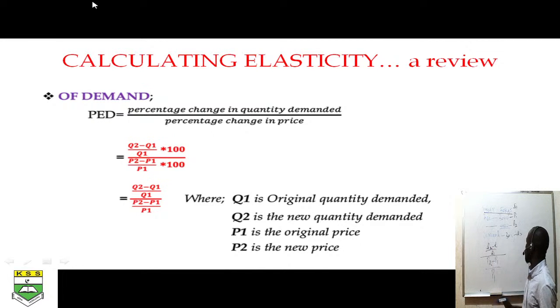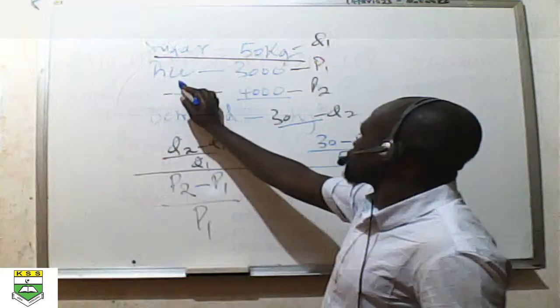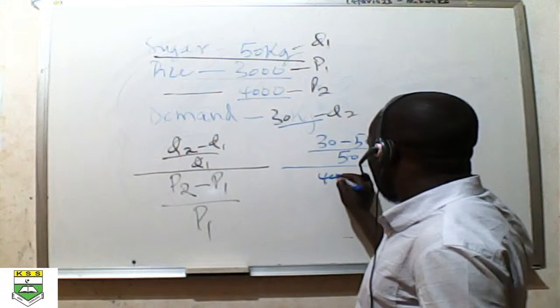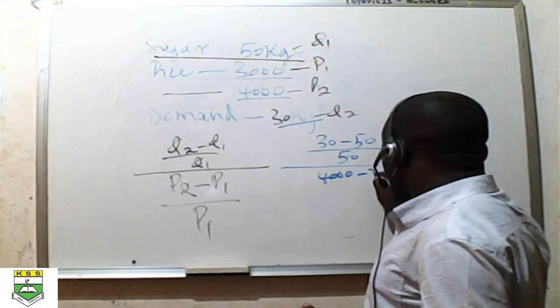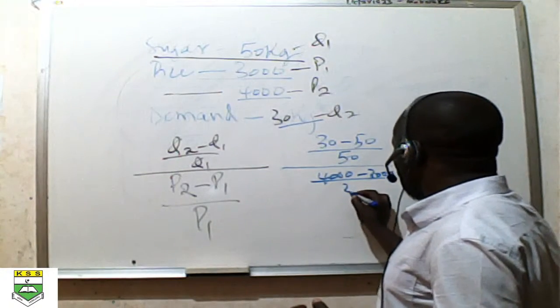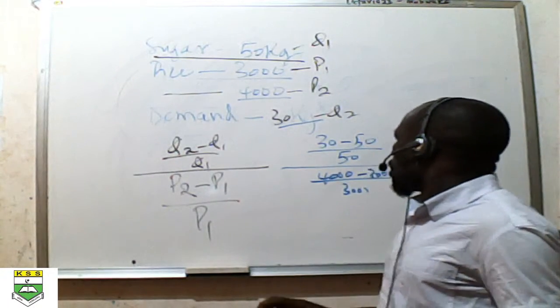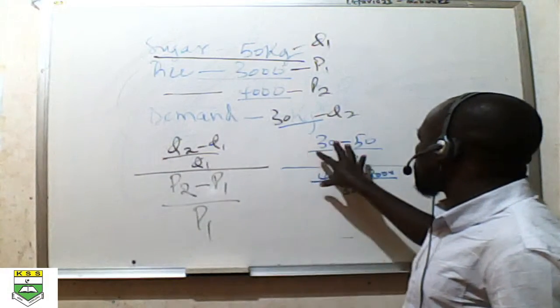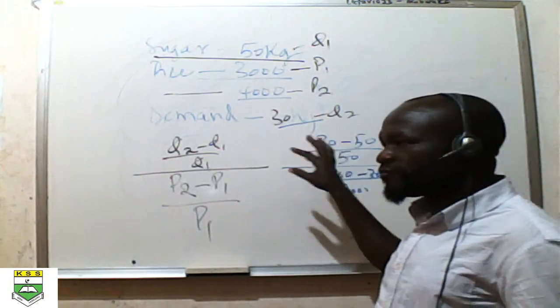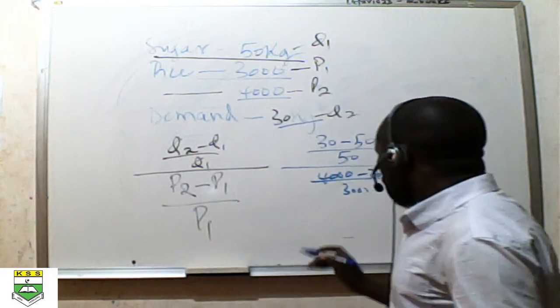So, where you have Q2, our Q2 is 30. So, you set 30 minus our Q1, which was 50. We divide it by our Q1, which was 50. We divide all that by our P2, remember original price was this one, P2 is 4,000, minus the original, which is 3,000, divided by the original, which is 3,000. So, we have replaced this formula using the figures we have obtained from the question.